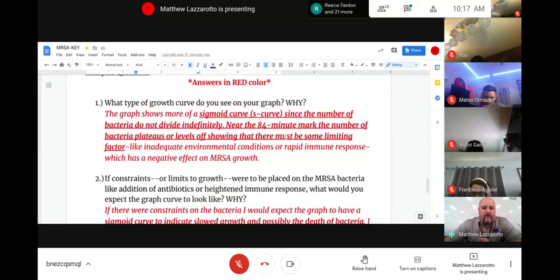And this is because there must be some sort of limiting factor or factors. Could they be environmental conditions? Could it be a rapid immune response? Your body's trying to fight this infection off. You don't typically recognize an infection right away, but your body does. And for something with MRSA, MRSA can actually work pretty quickly. So we have to be careful with that.